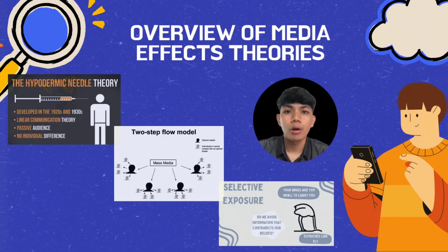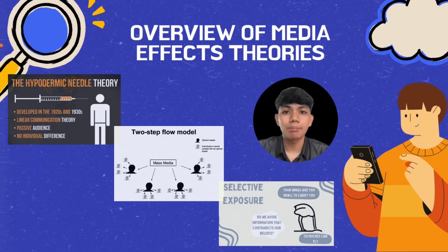Number 1, hypodermic needle theory, also known as the magic bullet theory. This theory suggests that media messages are directly injected into the audience's mind, like a hypodermic needle. The audience is seen as passive and is thought to accept the media influence without much resistance.